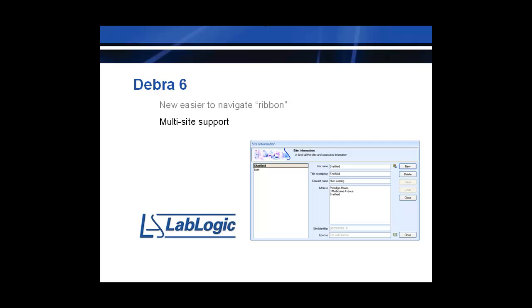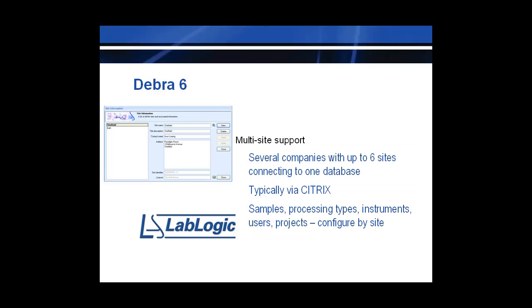Debra 6 also adds support for multiple sites using a single database. For many years, companies have been using Citrix technology to allow multiple sites, often on different continents, to connect to a single database. This has many advantages in terms of IT support for a single rather than multiple databases, and all study data within the enterprise can be found in a single place.